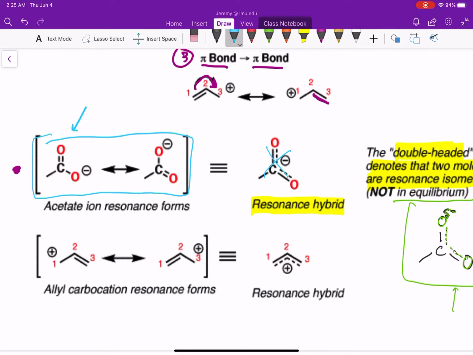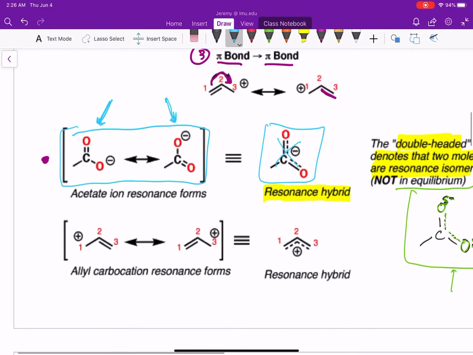Now, these are not separate structures that exist in time, right? These are two forms that exist at the same time, but we're kind of separating them out so it's easier for us to see. There is only one structure, okay? But we're just drawing it in two different ways so we can get a better view on where the double bonds are, where the electrons are, all right? So in this top example, we did this with an anion. We had a negative charge.